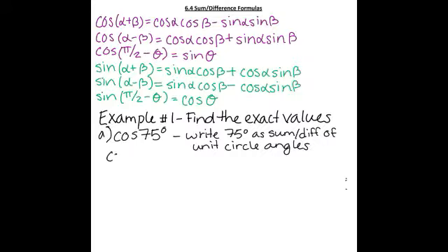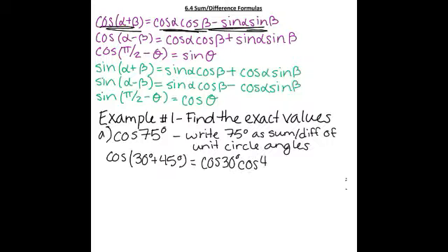Well, I know that 75 degrees is the same as 30 degrees plus 45 degrees. So now we have the sum of two angles that we know. So it's the cosine of 30 plus 45. So I'm going to use this formula here. So it'll be the cosine of 30, cosine of 45, minus the sine of 30 degrees times the sine of 45 degrees.